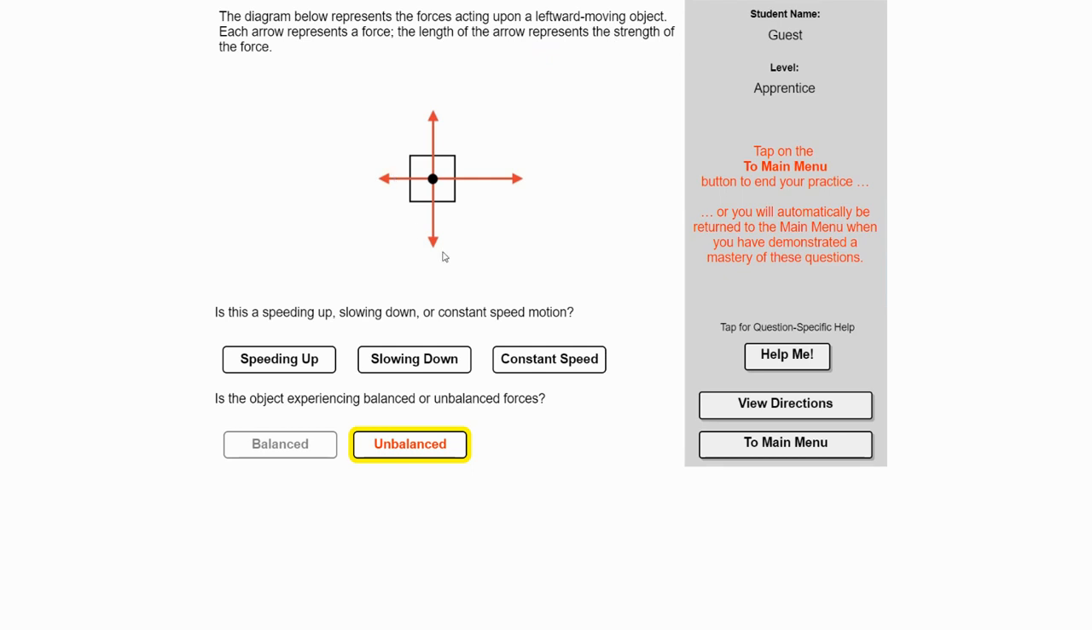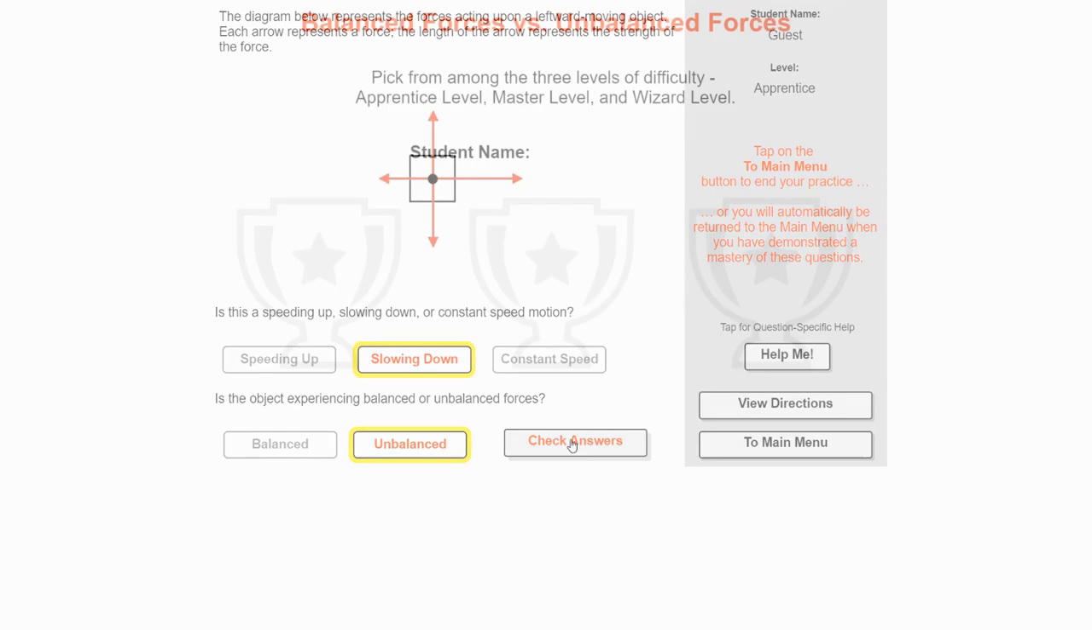So if this thing is moving to the left, what direction is the net force? Top and bottom basically balance each other out. Left and right, which arrow is bigger? The right one. So the net force is going to be going to the right. If the object's moving to the left, but the net force is to the right, what does that tell you? Slowing down.